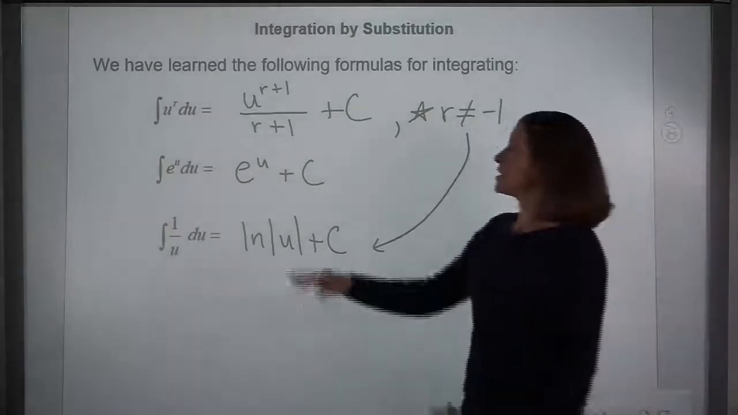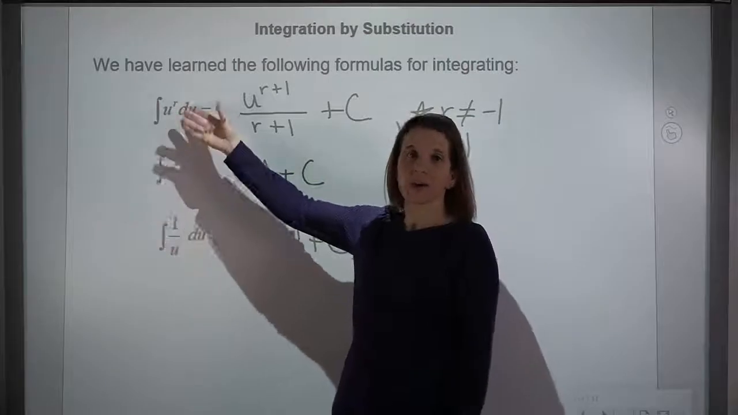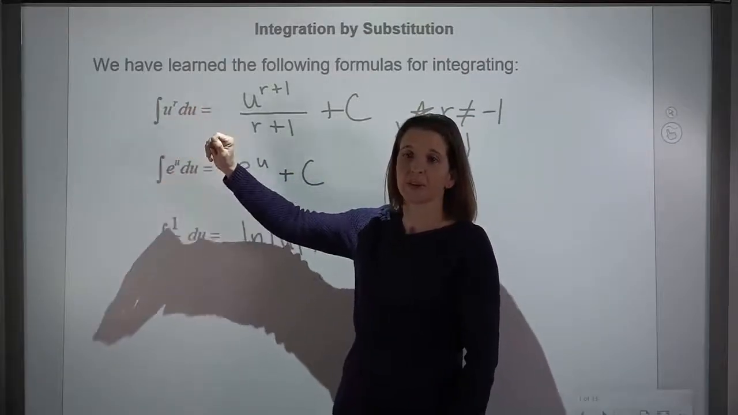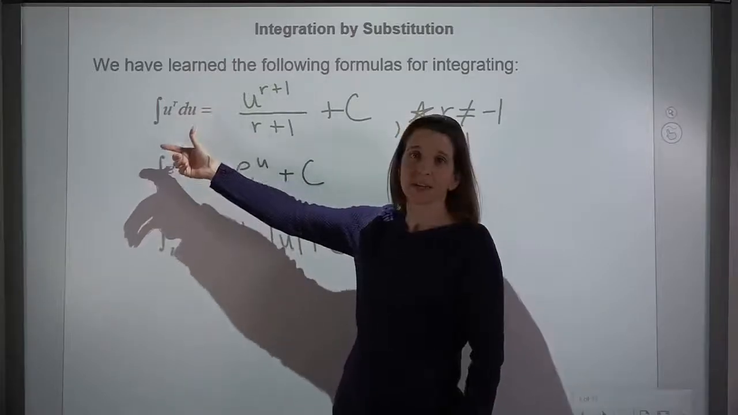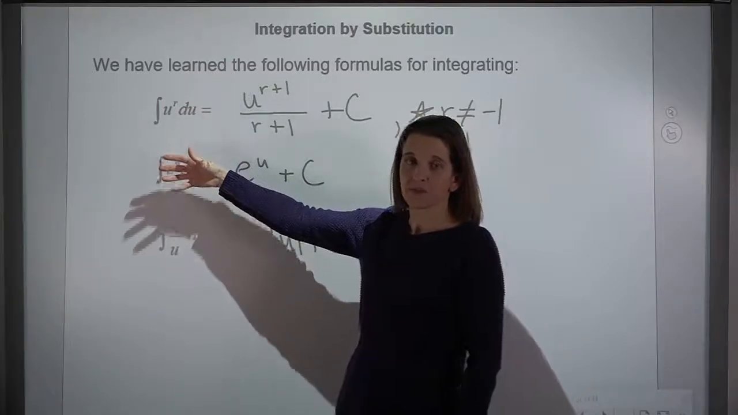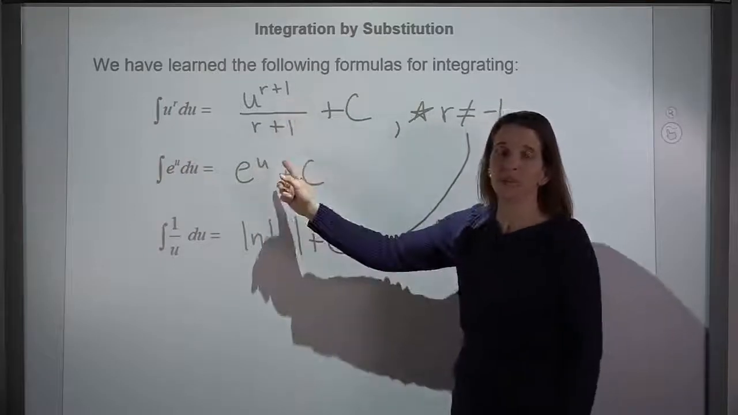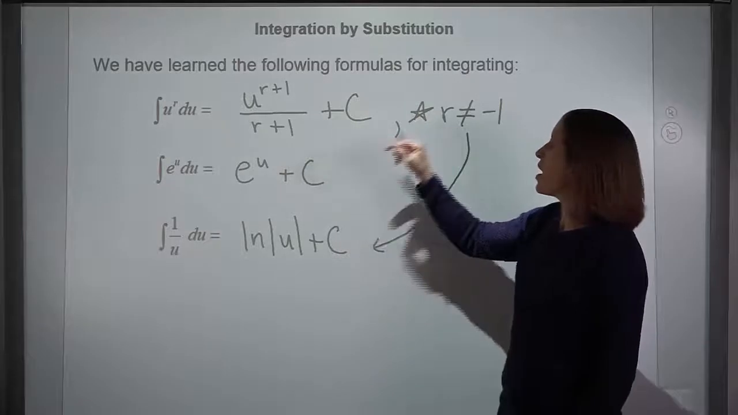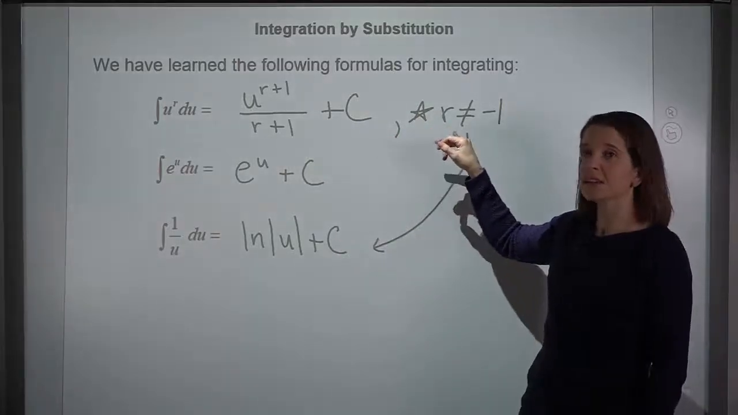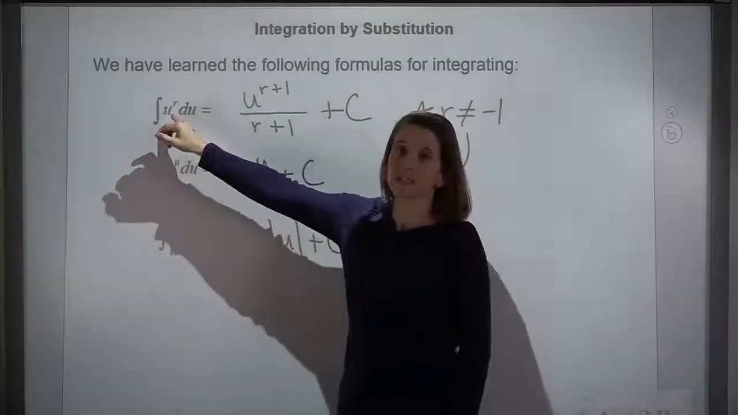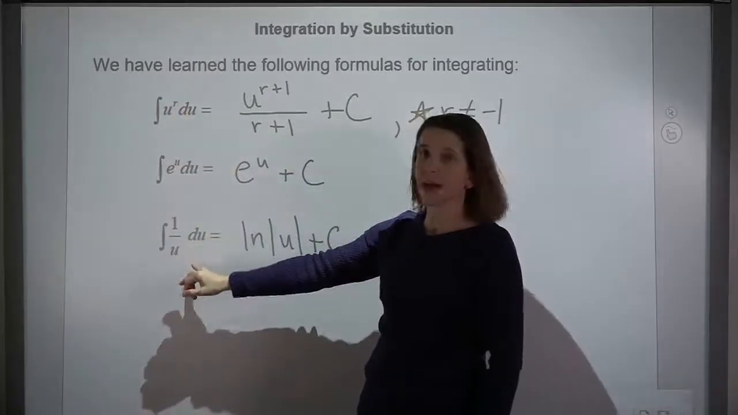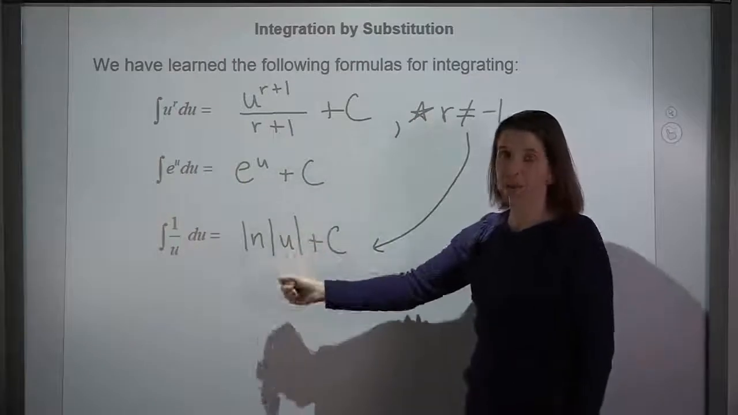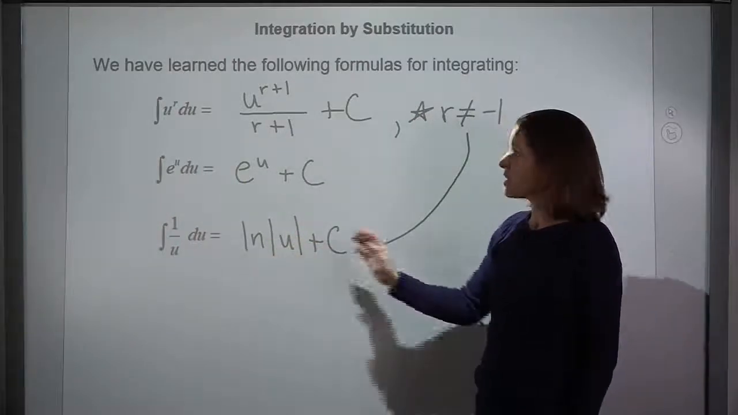If you were given a function u to the r, where r is some constant, remember the integral sign and the du are a package deal that say please find the antiderivative. This would be that reverse power rule. We would add 1 to the power, divide by the new power, and then of course our plus c. Now we do not use this when r is -1, because that's 1 over u, and that has its own rule. The antiderivative of 1 over u is ln of the absolute value of u, plus c.